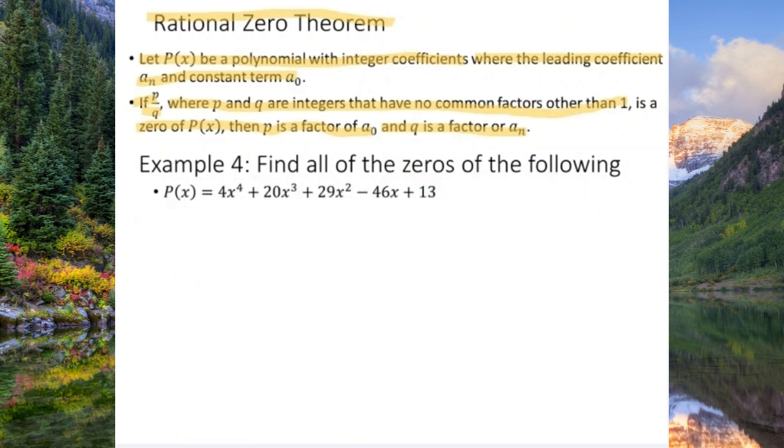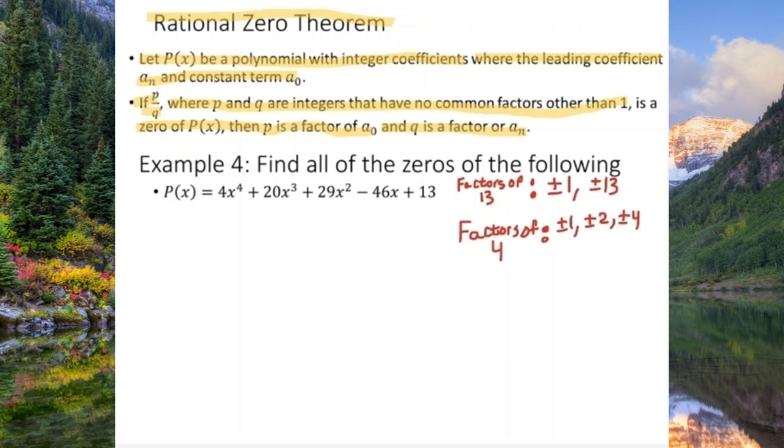Now we're going to find all the rational zeros of 4x to the fourth plus 20x cubed plus 29x squared minus 49x plus 13. Just like in the last example, they didn't give us any zeros, nor did they give us any factors of p of x. So to help us try to factor it, we'll turn to the rational zero theorem and start listing our possible rational zeros. Our constant is 13, so we'll start by listing the factors of 13, which is plus or minus 1 and plus or minus 13. Our leading coefficient is 4, so we'll list our factors of 4, which are plus or minus 1, plus or minus 2, and plus or minus 4.